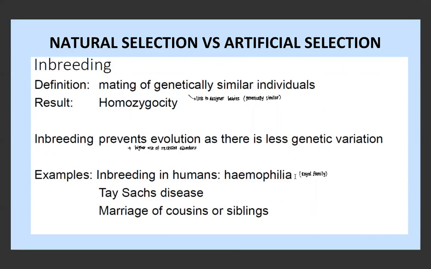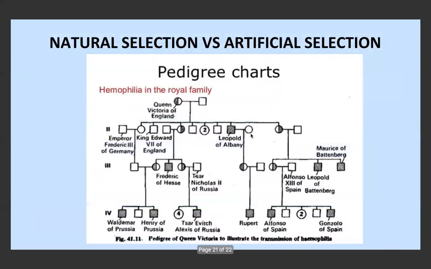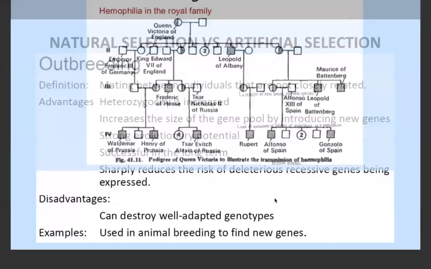Inbreeding in humans could lead to something like hemophilia, which we see in the royal family, or Tay-Sachs disease, and when cousins or siblings marry, obviously that's an example of inbreeding as well, because these organisms are genetically similar if you're cousins or siblings. So we can see that in the royal family, hemophilia is quite a common recessive disorder. In a normal population, hemophilia is quite rare because obviously it's recessive. But within the royal family, where there are already genetically similar individuals, hemophilia has become a lot more common.